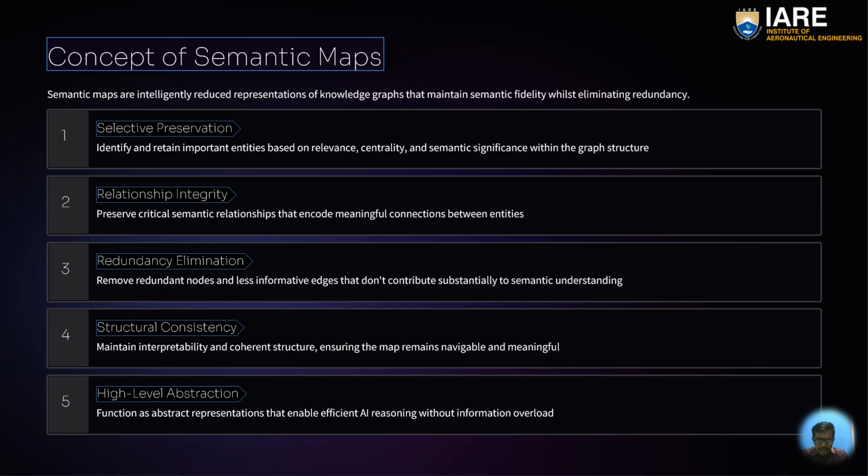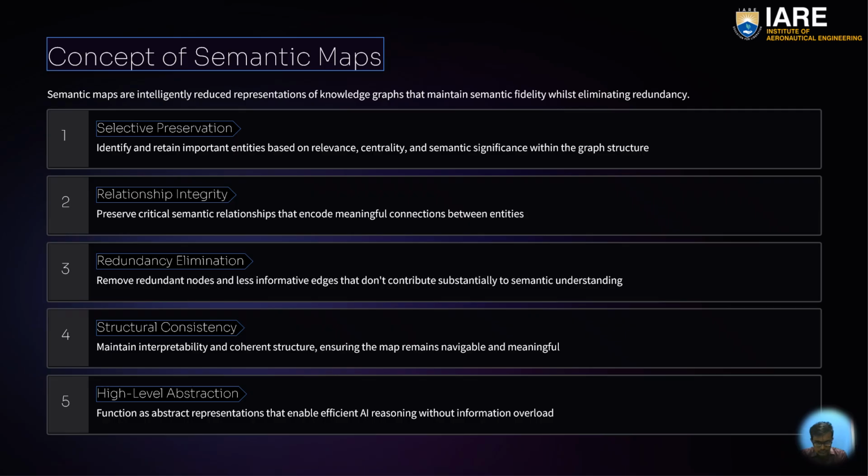Next, they have relationship integrity. They preserve critical semantic relationships that encode meaningful connections between entities. They have redundancy elimination. That is, they remove redundant nodes and less informative edges that don't contribute substantially to semantic understanding. They have structural consistency, that is, they maintain interpretability and coherent structure, ensuring that the map remains navigable and meaningful. Navigatable or navigable, both are the same.